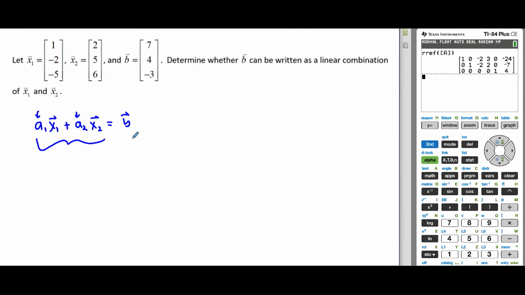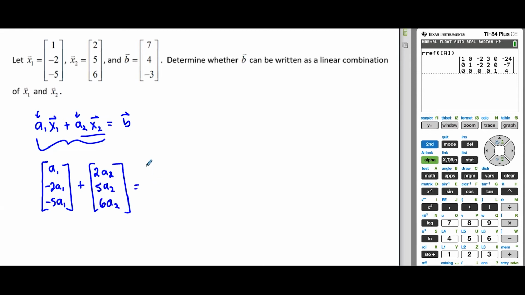So let's look at this part and see what it actually means. a1 times x1 is going to be a1 times 1, a1 times negative 2, and negative 5 times a1, plus this part, a2 times x2, so it's going to be 2a2, 5a2, and 6a2. And that is equal to b.